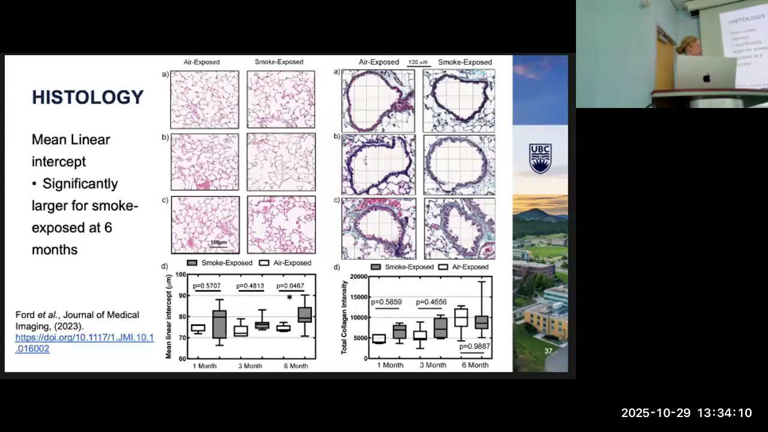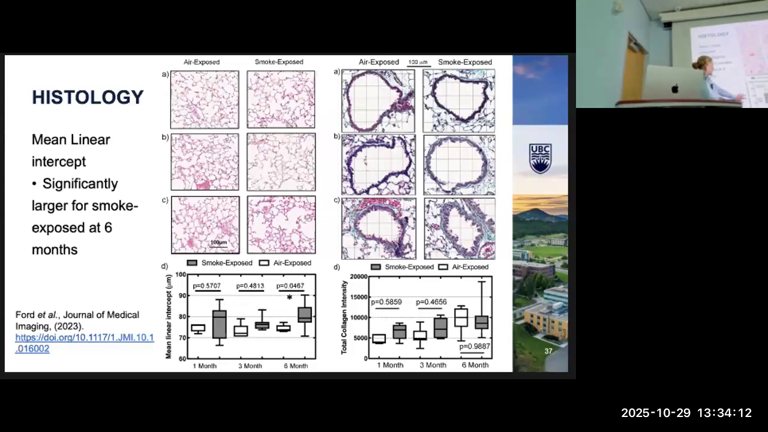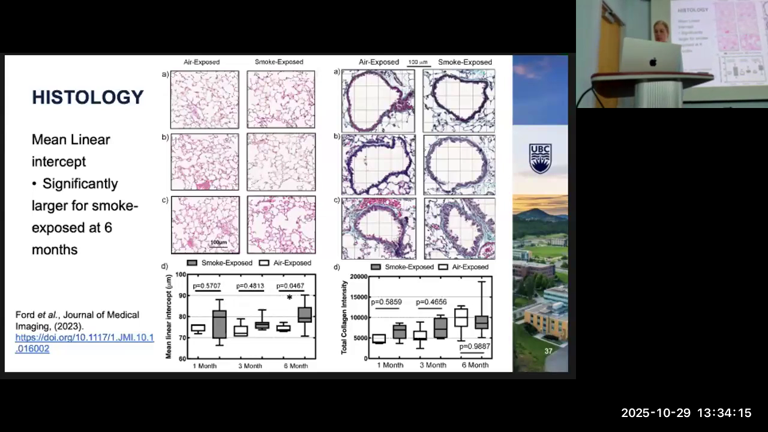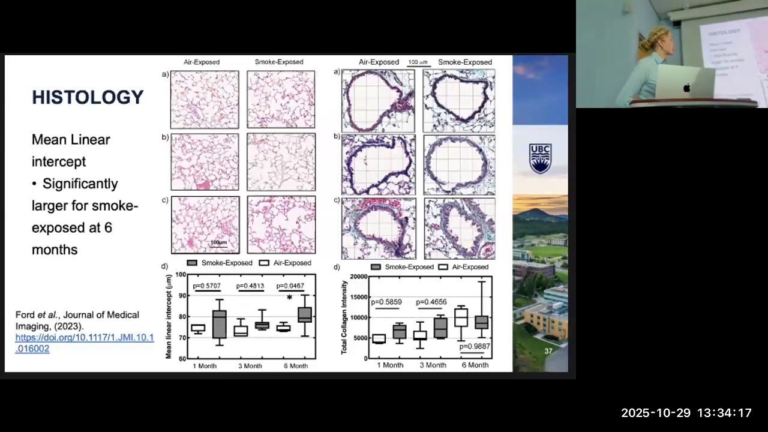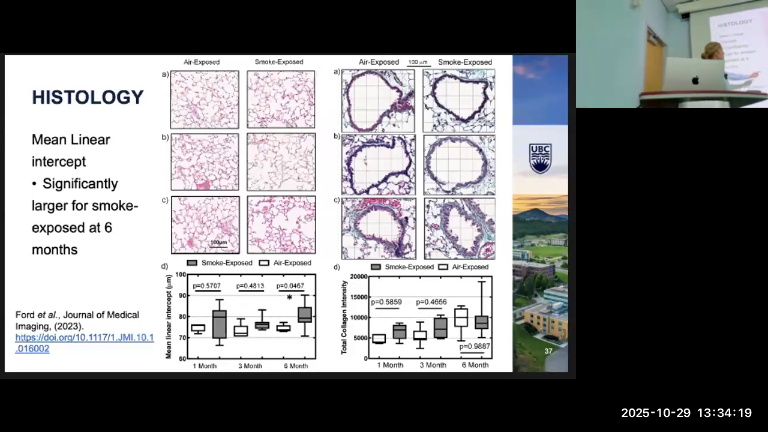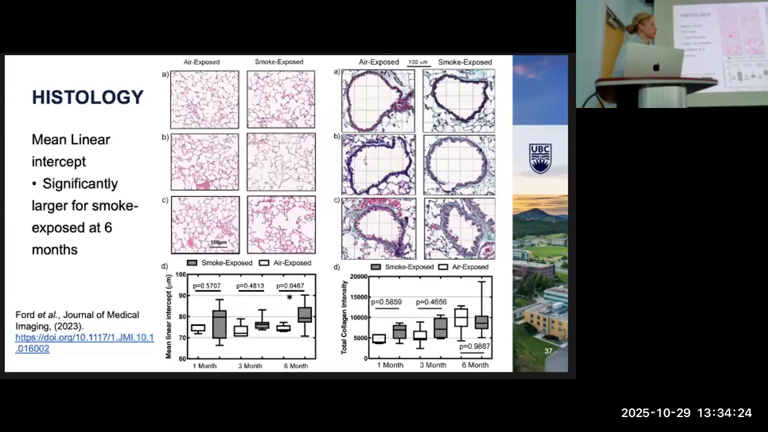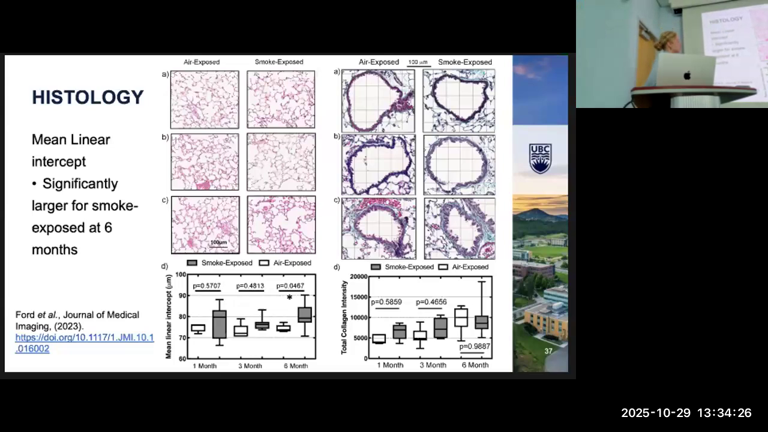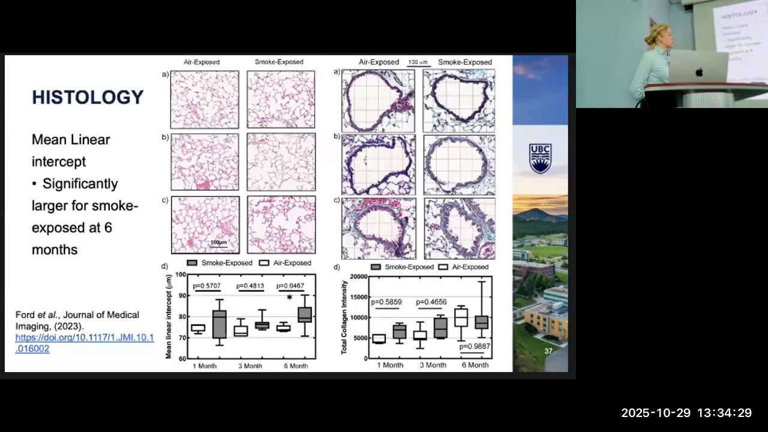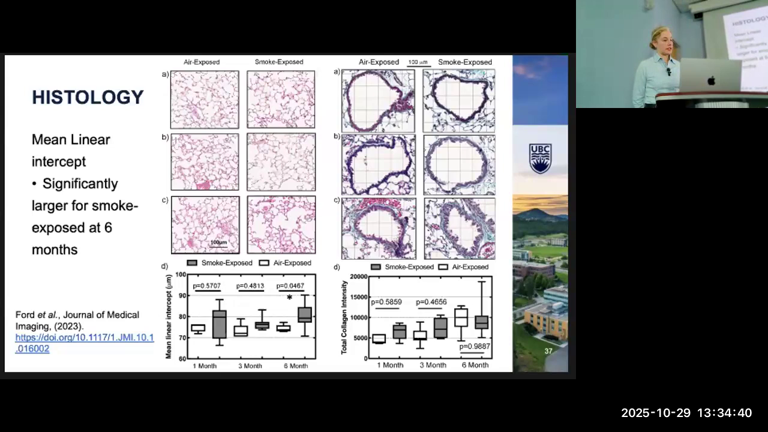For the quantitative measures on our H&E stains, we measured the average length across the different alveoli. We picked a whole bunch of places, put a line down, and measured the length of the line that would fit inside the alveolar spaces. The 6 month group did show some differences between the smoke exposed and the air exposed group, and the other two groups had no difference.